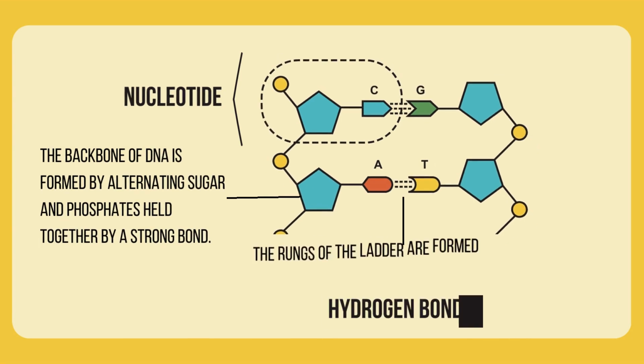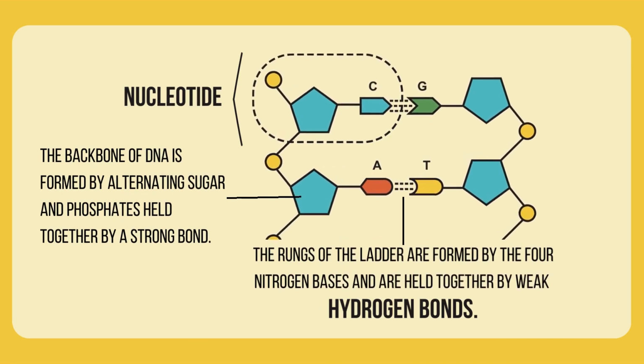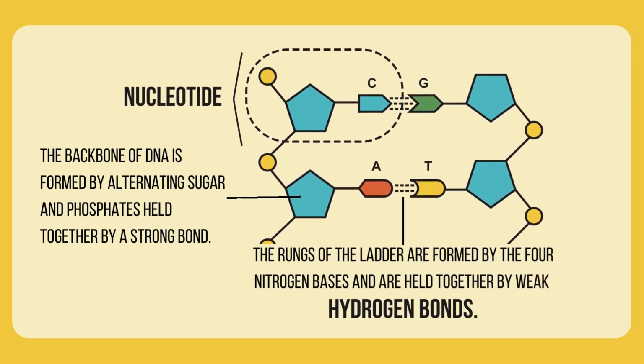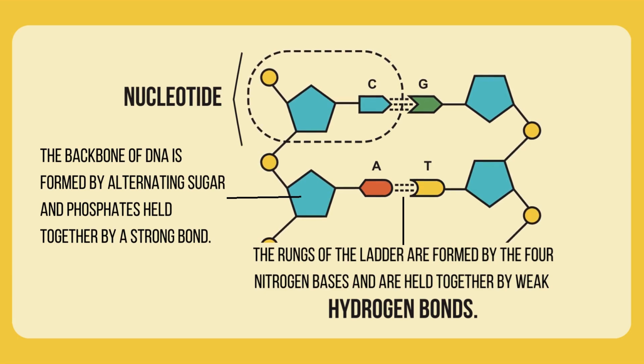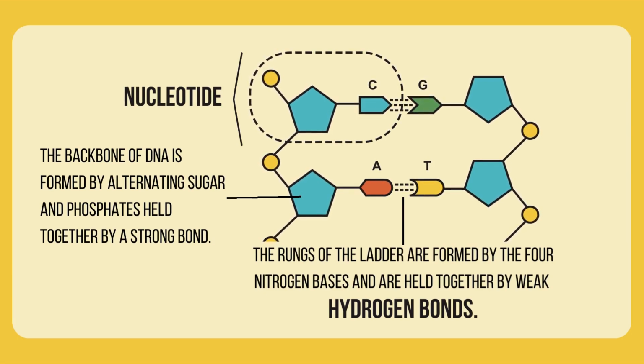The rungs of the ladder are formed by the four nitrogen bases and are held together by weak hydrogen bonds. The bond between the nitrogen bases, for example in adenine and thymine, is a double bond, which is a weak bond which can break easily. In cytosine and guanine, there is a triple bond, which is also a hydrogen bond. It is also a weak bond. The nitrogen bases are joined together by hydrogen bonds, and the bond between sugar, deoxyribose sugar, and phosphate is known as phosphodiester bond, which is a very strong bond.